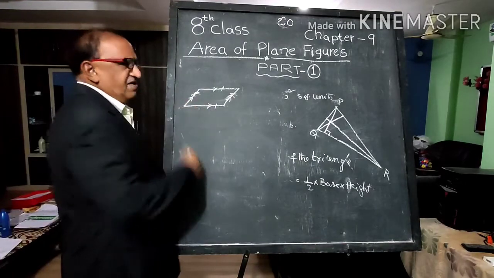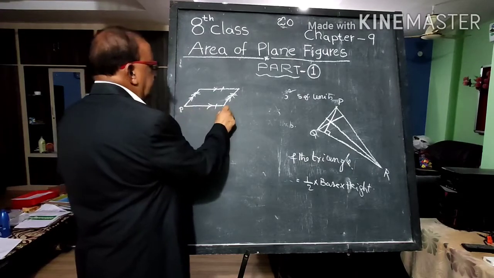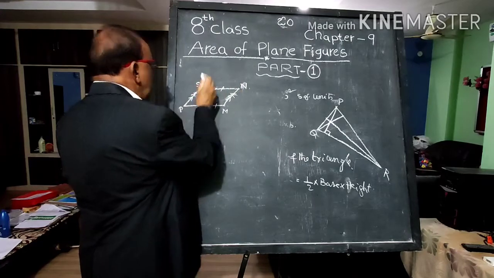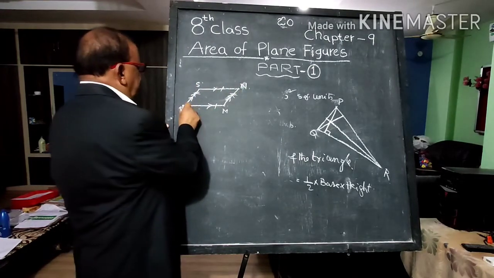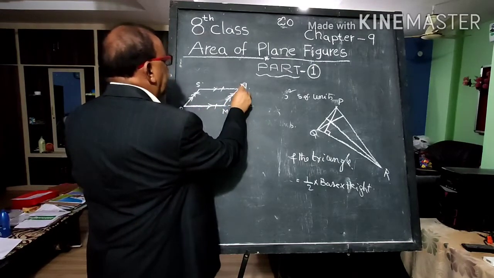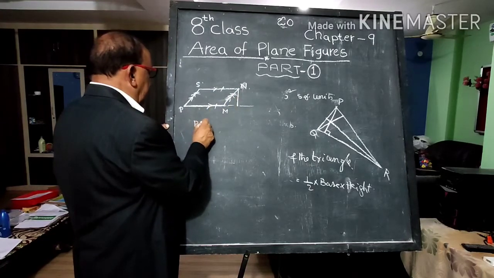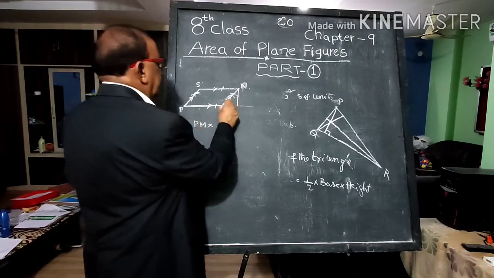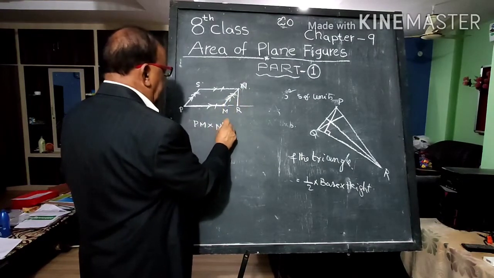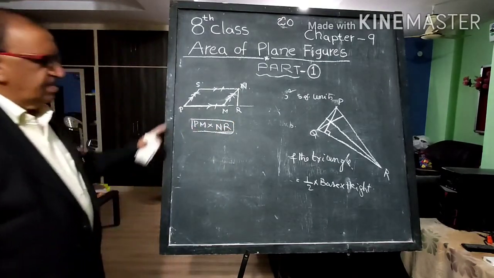Suppose you want to find the area of a parallelogram, then again, let me see, PMNS. Now if you take PM as the base, you extend it and drop a perpendicular, then the area of the parallelogram is PM into, let us say this is R, so NR is the height. We call NR the height. PM into NR, that is the area of the parallelogram.